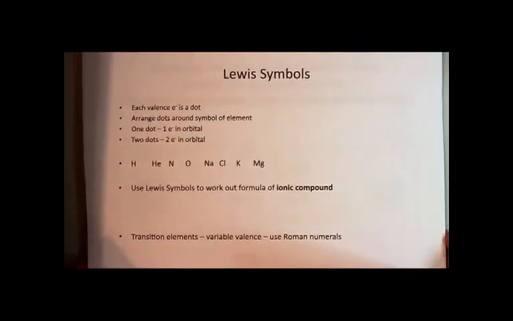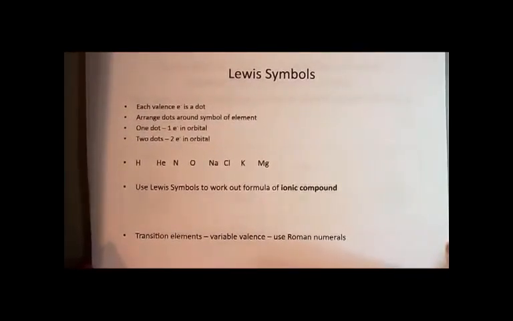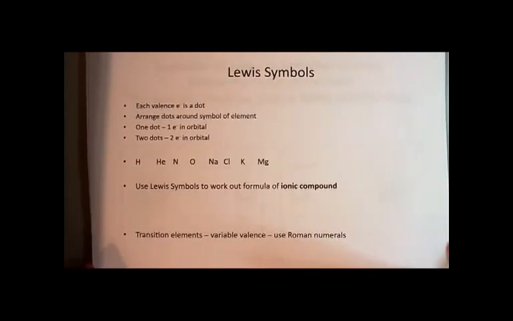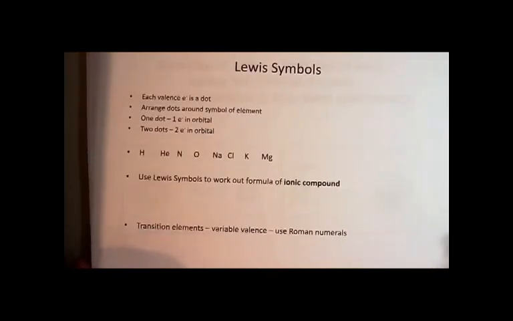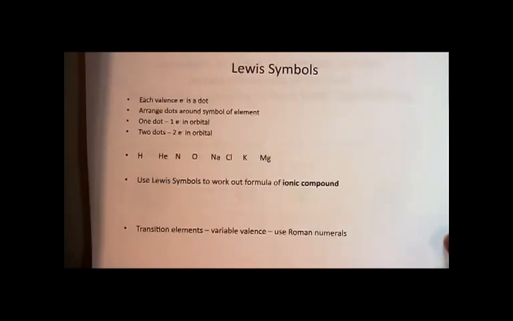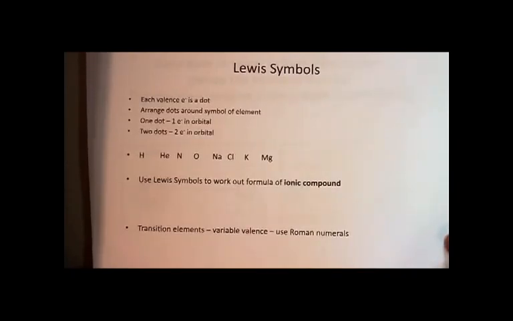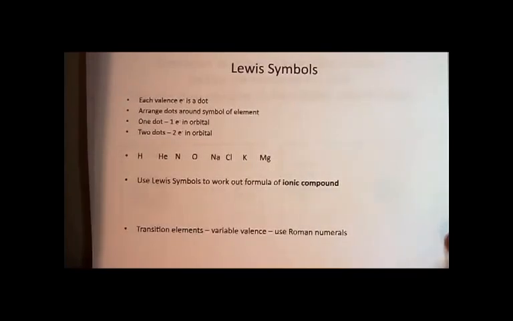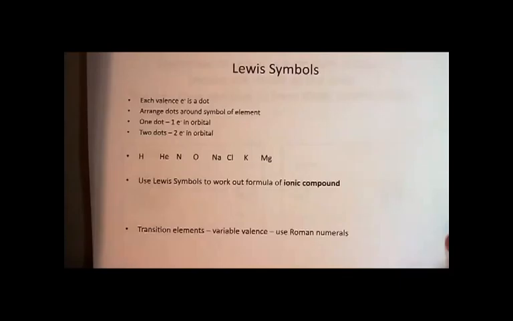We're going to get more into Lewis symbols in the next unit, in chapter 2. But for now, I just want to tell you that the electrons in atoms are arranged in what we call shells. Different atoms have different numbers of electrons depending on the number of protons. And those electrons are arranged in shells, sort of like the layers of an onion. The outer layer of electrons on an atom is called the valence shell, or the valence electrons, all right?